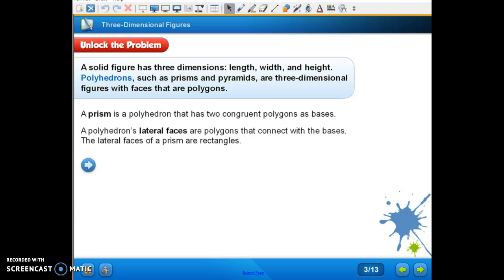If you look even at this six-sided prism, each side is a rectangle. You look at this one, each side is a rectangle. And here is a four-sided one, and each of the lateral faces is a rectangle.